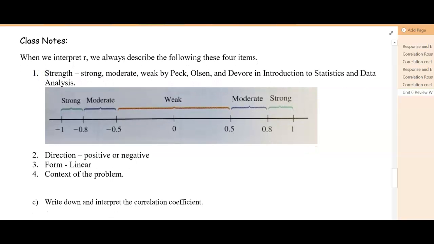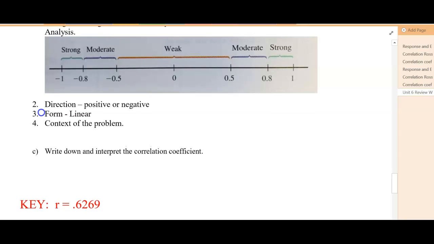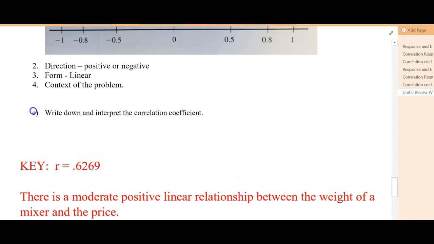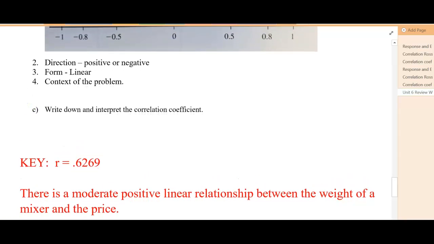So in class, the other learning target we wanted to accomplish is writing a sentence for the correlation coefficient. So that correlation coefficient was 0.6269, and the way we interpret it using the 4 criteria, there is a moderate, positive linear relationship between the weight of a mixer and the price. So the four components are strength in yellow, direction, meaning positive or negative. You always say linear relationship, and the fourth component is to put it in context.